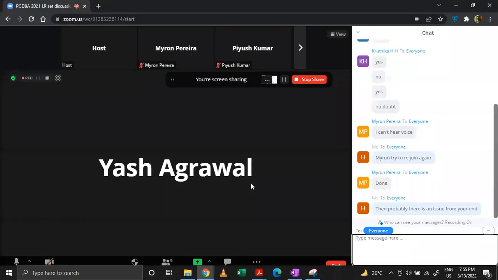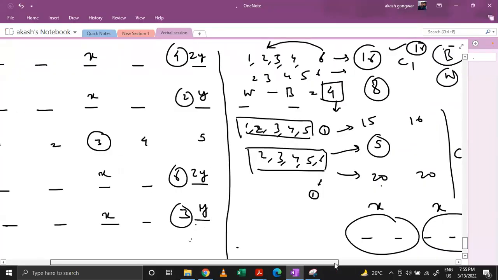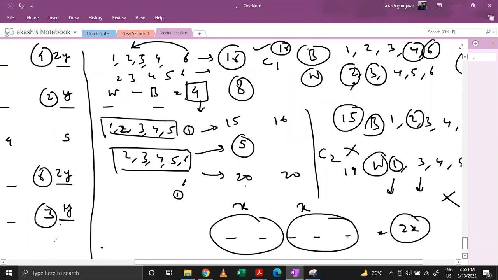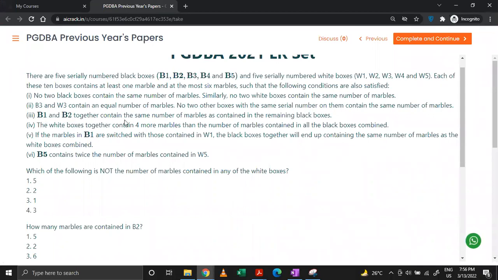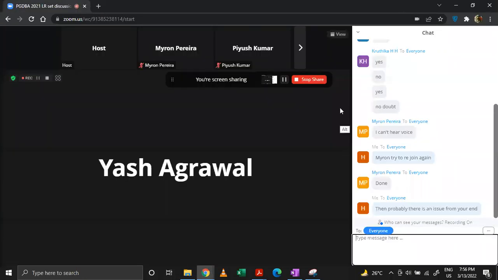So one more time, please. Is it clear? Sir, please repeat. Okay. You got this logic right? We have 5 numbers and there are 2 groups in which the summation of one group is equal to the summation of the other group. So basically this is x, this is x, so total is 2x. Here 2x is 16. In our case, 2x is 16. So basically the first group should be 8 and this also should be 8. That is only possible when we are considering B1 and B2 as 6 and 2. We have been given that B1 and B2 together contain the same number of marbles as contained in the remaining black boxes. Okay, clear now?